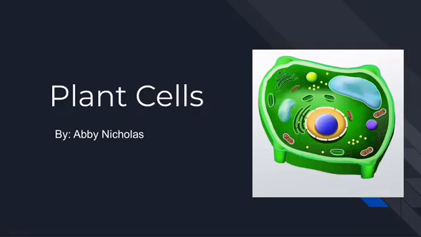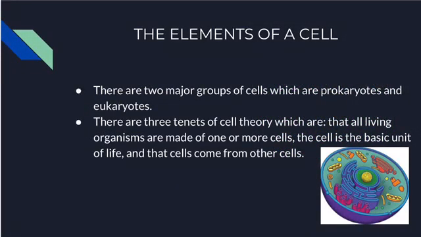So today we're going to talk about cells, more specifically about plant cells. Elements of a cell. There are two major groups of cells, which are prokaryotes and eukaryotes. Also, there are three tenets of cell theory, which are that all living organisms are made of one or more cells, the cell is the basic unit of life, and that cells come from other cells. This is called the law of biogenesis.